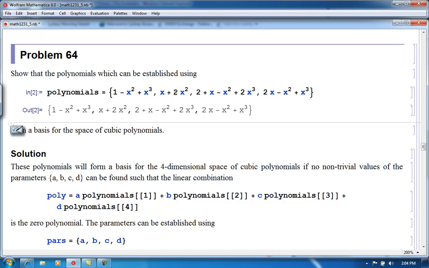Well, there's four of them, and the space of cubic polynomials is four-dimensional because there are four coefficients of the different powers of x. So, these polynomials will form a basis for the space of cubic polynomials if no non-trivial values of the parameters a, b, and c here can be found such that the linear combination a times the first polynomial plus b times the second and so on is the zero polynomial.